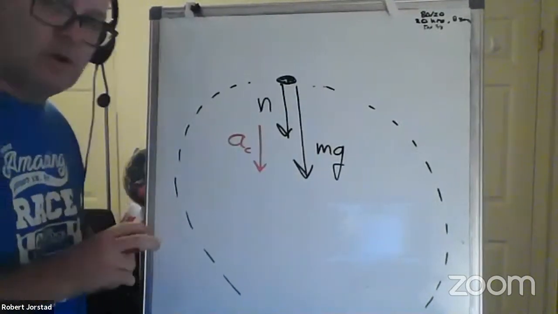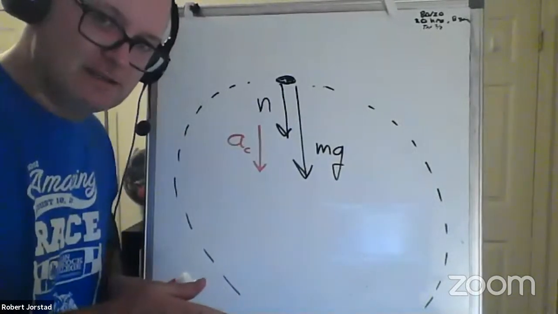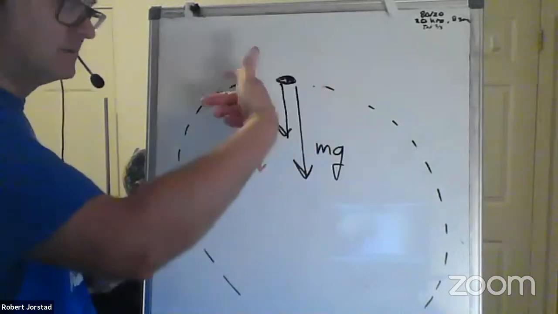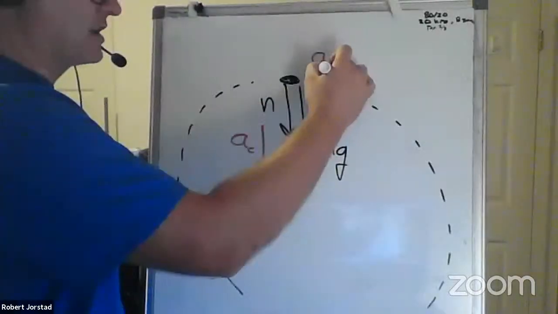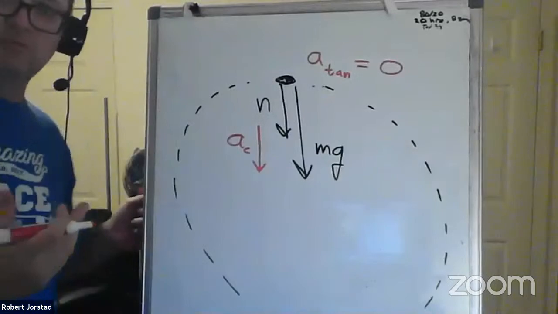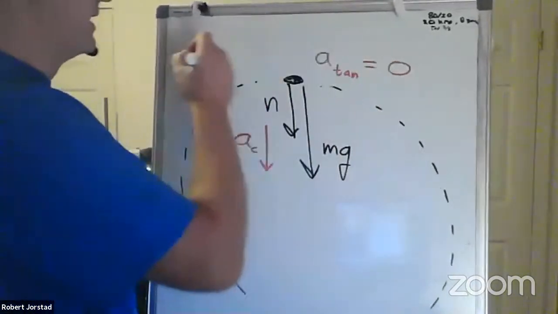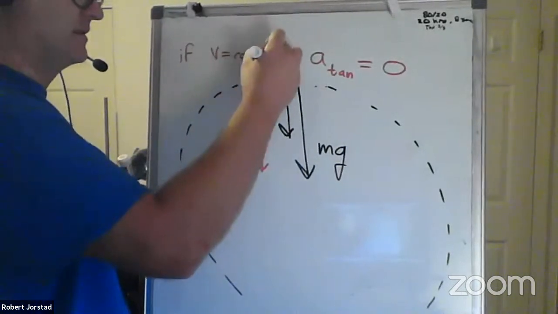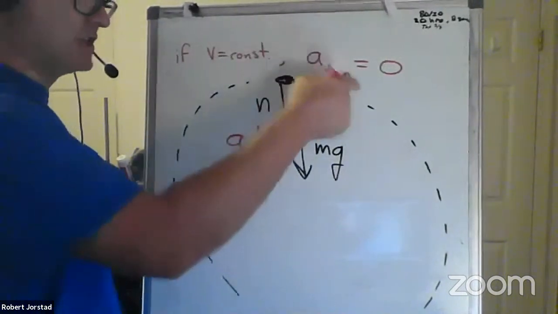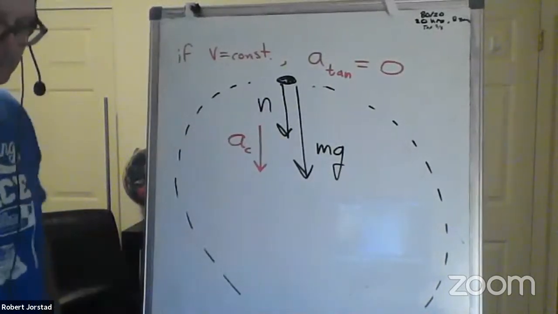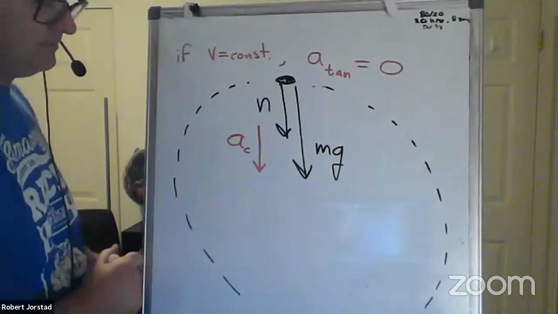Now, if there's no change in speed, is there any acceleration tangent to the curve? No. And maybe that's the component you meant. A tan is equal to 0 in this problem. We are told that if v equals constant, tangential acceleration is 0, but there's still a centripetal component.